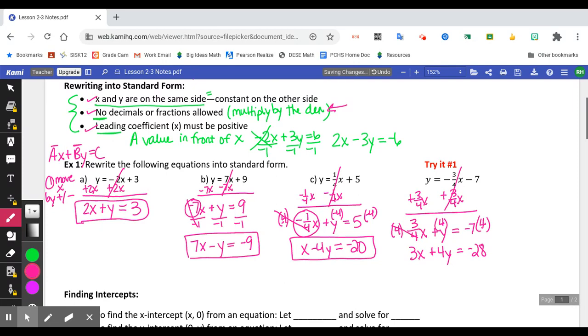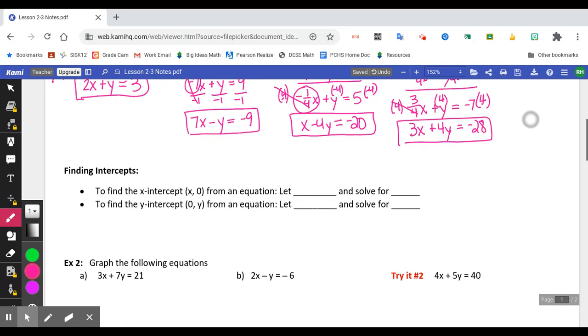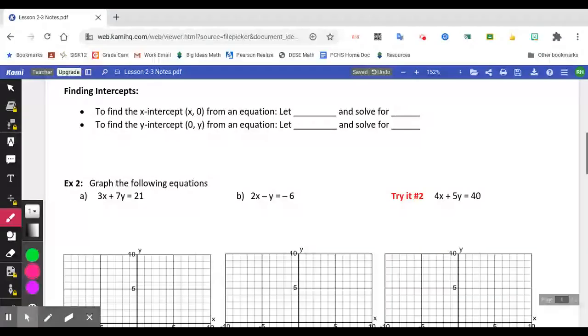X and y are together, no fractions or decimals, and my front coefficient is positive. Make sure you check all 3 rules before you move on. Okay, so that's writing in standard form. All right, now we're going to graph.